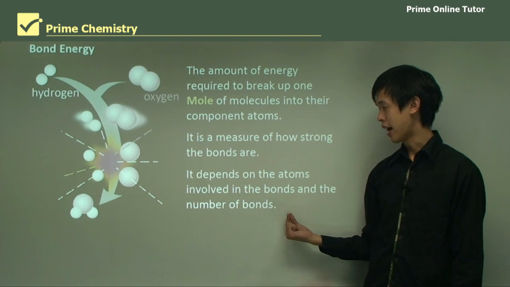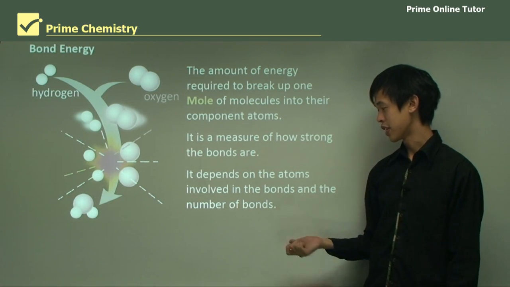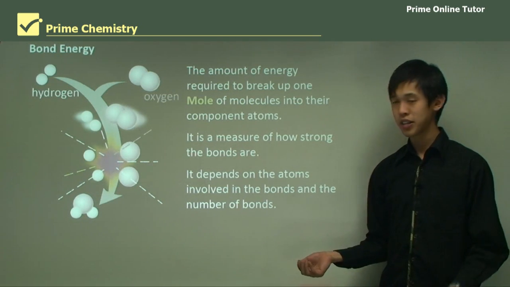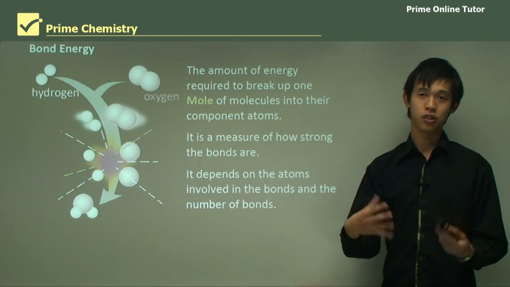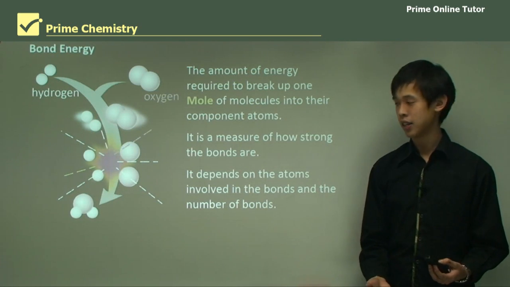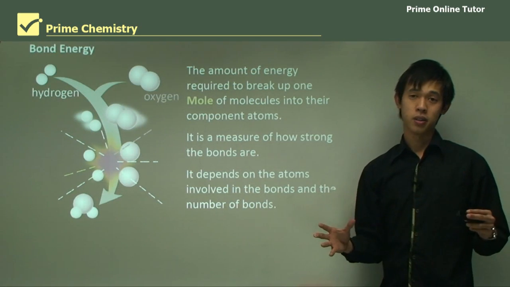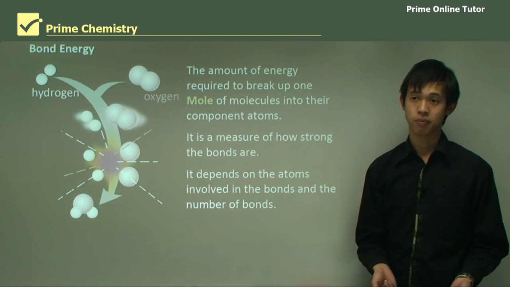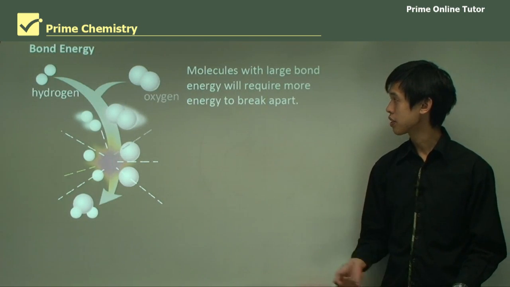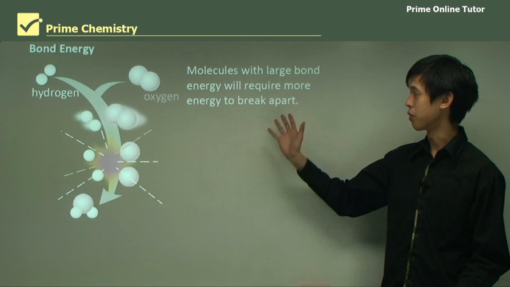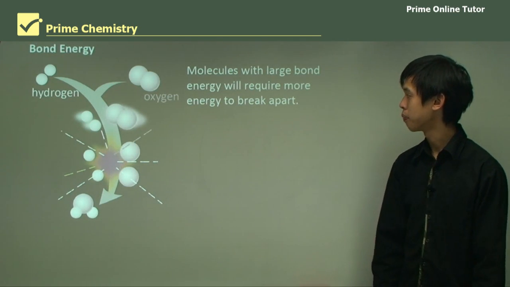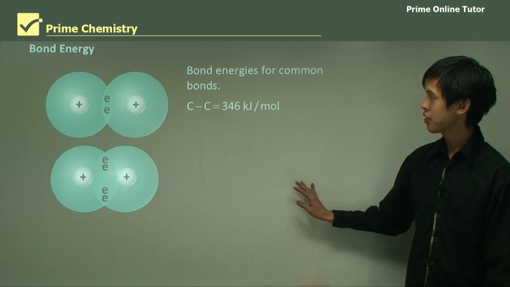And it depends on the atoms involved in the bonds as well as the number of bonds in that molecule. What the atoms are will tell you different things about the bond energy, and the number of bonds will also change how much bond energy these things have. Molecules with large bond energy will require more energy to break apart, obviously. We went through that. So here's the reason why.